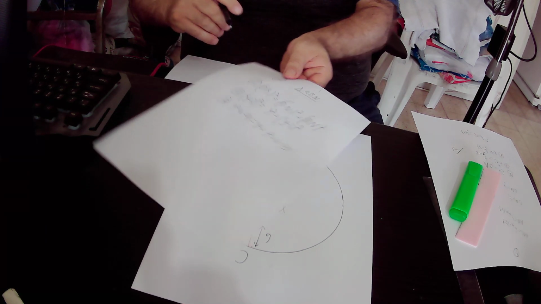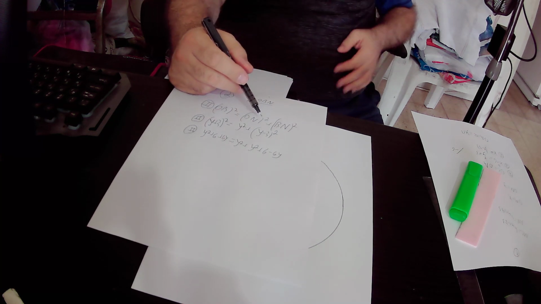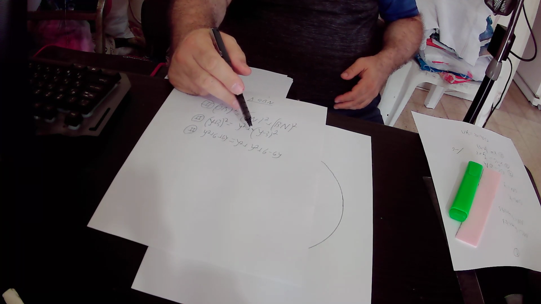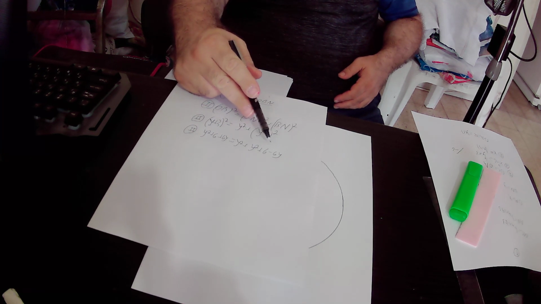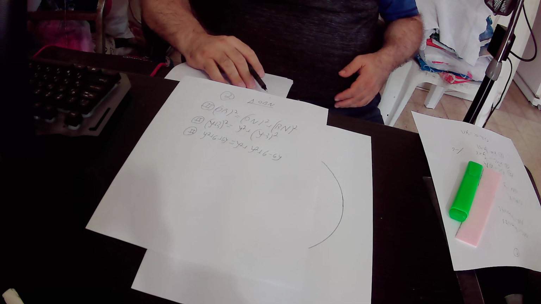Okay, y minus 3 square equals y square plus 6 minus 6y, according to the formula that a minus b square equals a square plus b square minus 2 times ab.